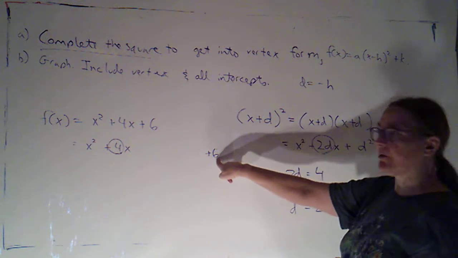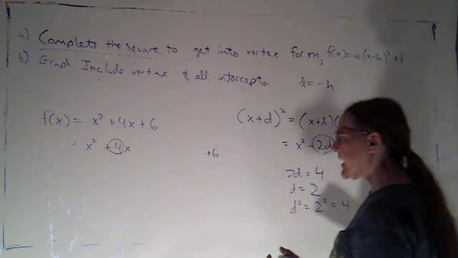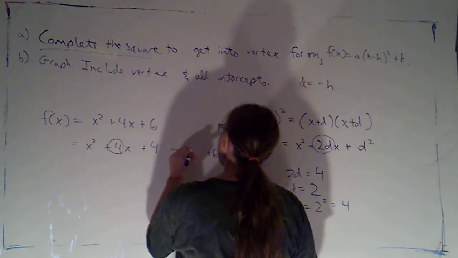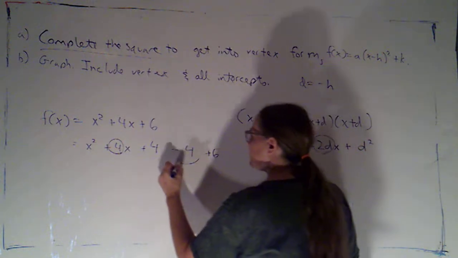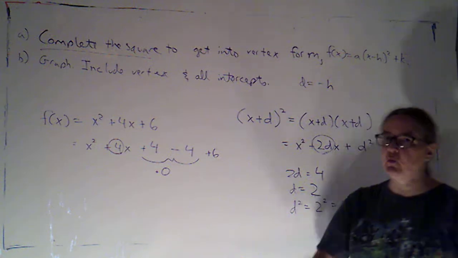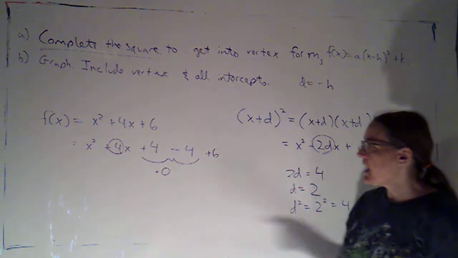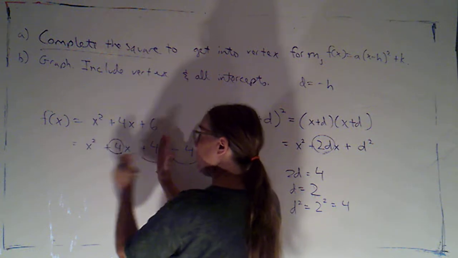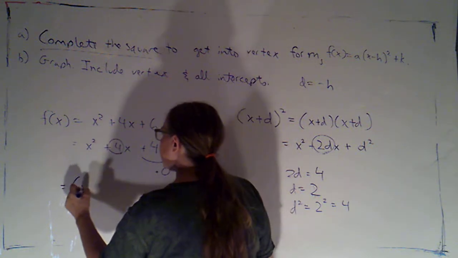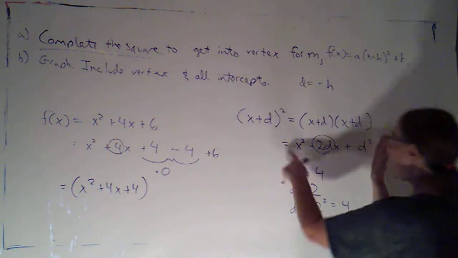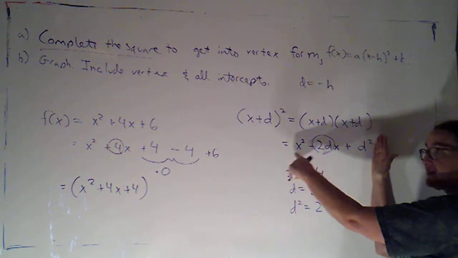Well, that's not the number that I had. But what I can do is I can say, let's add 4 and subtract 4. That way, all I'm doing is adding 0, which doesn't change a thing. But then I can group things. I can say now with this 4, this x squared plus 4x plus 4 matches the formula for a perfect square.